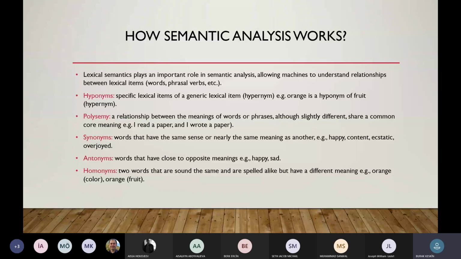Polysemy is a relationship between the meanings of words or phrases. Although they might be different, they share a common core meaning. For example, I read a paper and I wrote a paper.